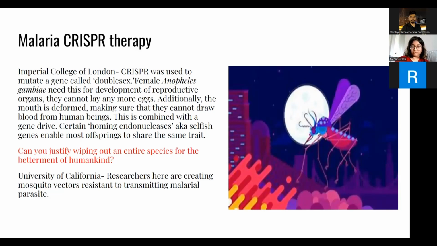But the Imperial College of London approach has been time tested, but is possibly not ethical. So this is definitely a discussion they're having in the genetic editing circles, whether we should wipe out an entire species for our own benefit.